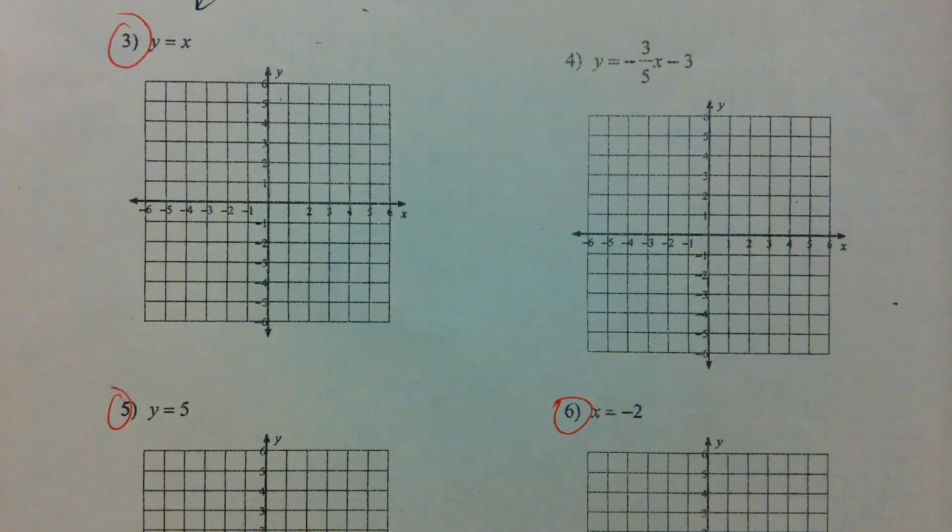So numbers 3, 5, and 6 are obviously very strange. I trust that you understand the nice, simple y equals mx plus b ones pretty well. So we're just going to go over the special cases here.